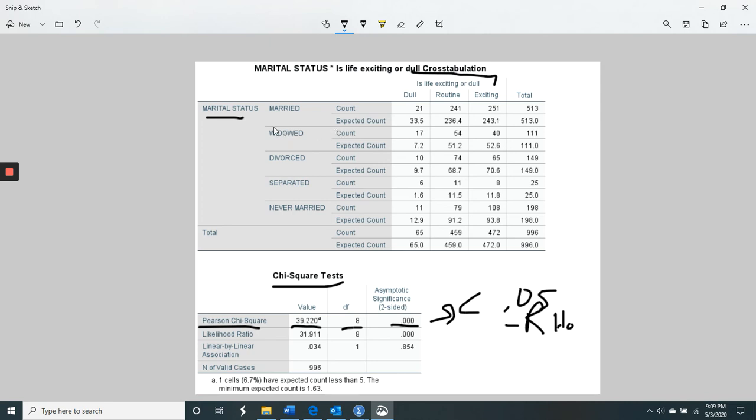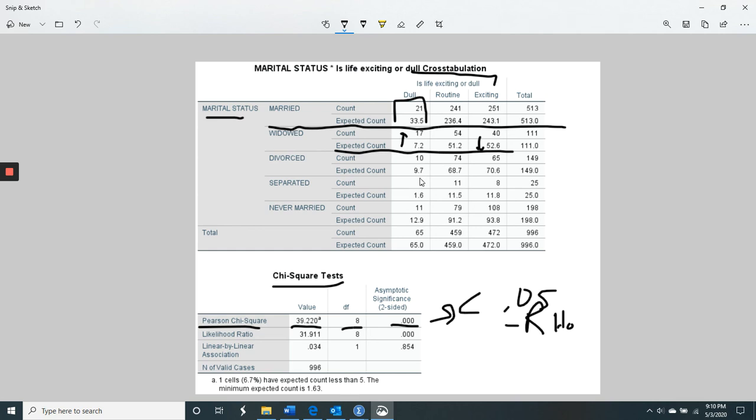So I think I see something almost right away with the married people. Oh, there we go. It looks like there's fewer than we expected married people who think life is dull. And this is maybe not huge, but there's a few more that think it's exciting. Let's look at widowed. They're pretty small sample size, but it's a little bit of a sad picture. There's more widowed people who see life dull than we would expect, and there's fewer widowed people who see life exciting than we expect.